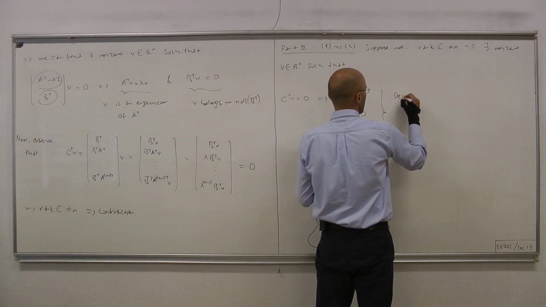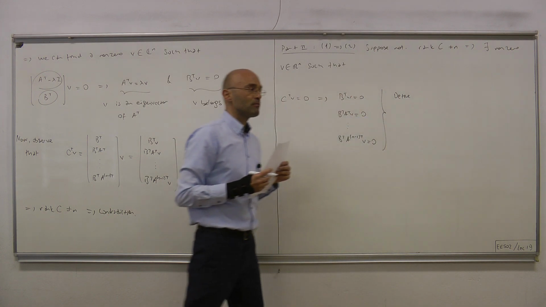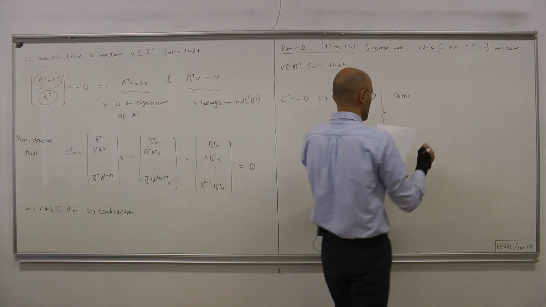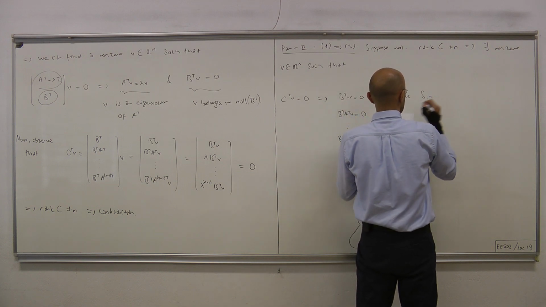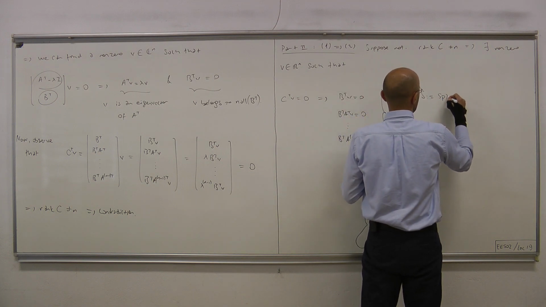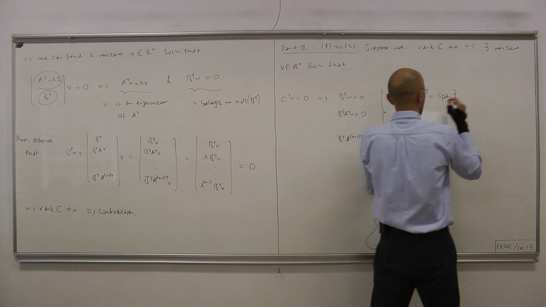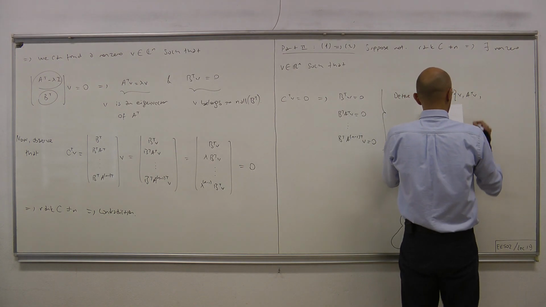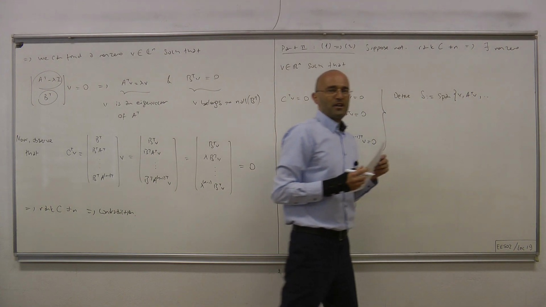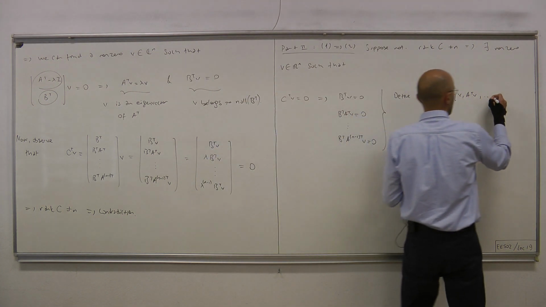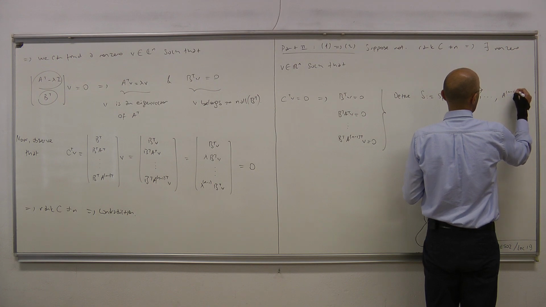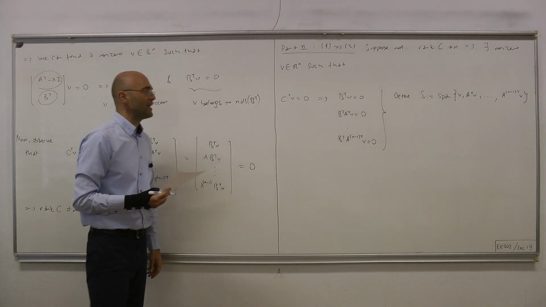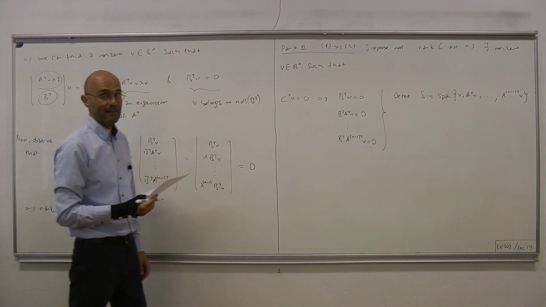Now, by looking at these n equations, first we're going to define the following subspace of R^n: S, the span of the following vectors: V, A transpose V, A squared transpose V, and so on, up to A^(n-1) transpose V. So that is a subspace of R^n.